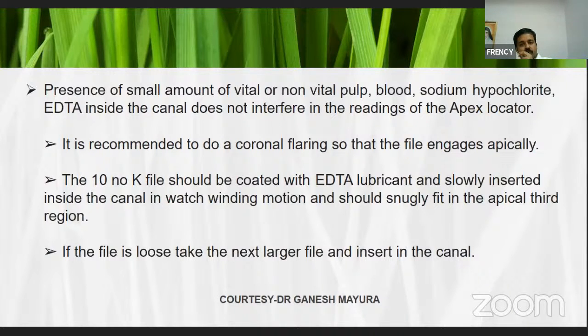Apply PDTA lubricant and slowly insert the file into the canal in a watch-winding motion; it should snugly fit in the apical third region. Start with the 10 file, but if you feel it is not giving a perfect reading, for example in a large canal, the 10K file will not bind in the apical region. In such cases it won't give a better reading. So if you feel the file is loose, take the next larger file and insert it inside the canal.